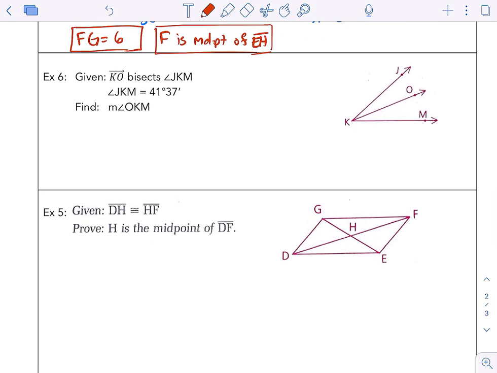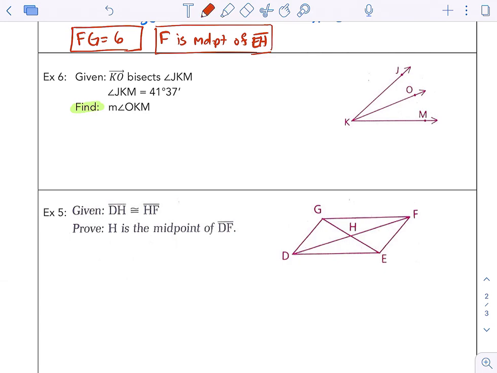For example 6, when we start to look at this, this might look like a proof. It says given, and it gives us some information, and we've seen this before in our notes that we did from section 1.4, but when you look at the very end, when we read it all the way through, it says find. Find the measure of angle OKM. This is your clue that this is going to be a more algebra-based problem. So you don't need to set up a proof. You can just set up the problem and work through the information that we have. So then let's do that.